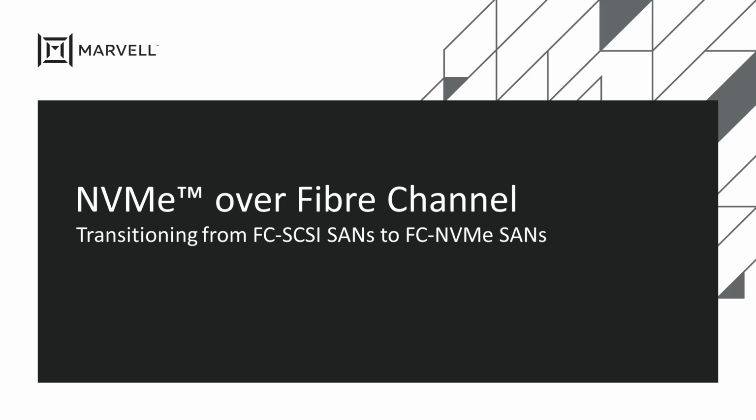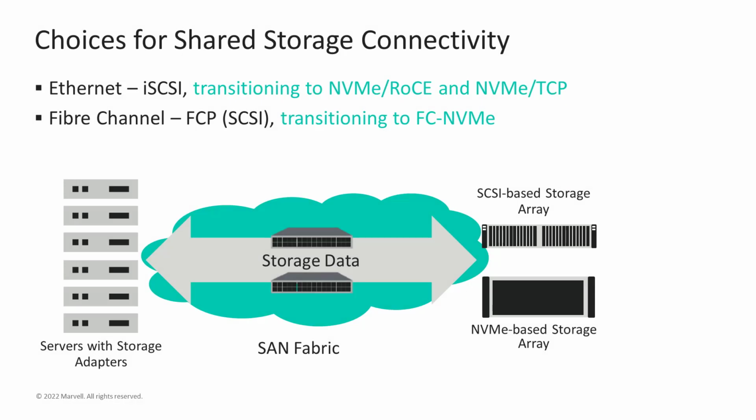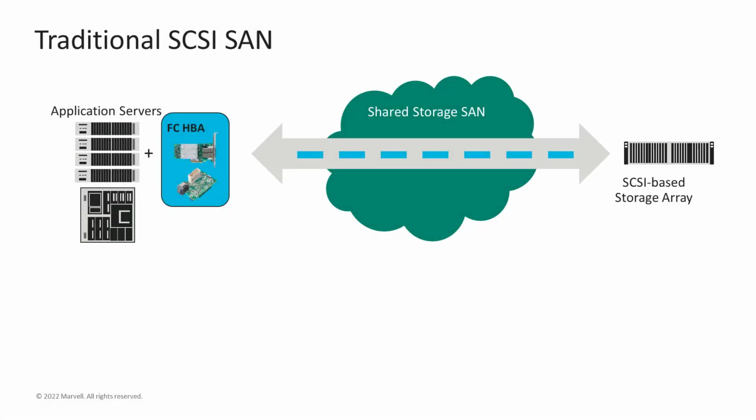In this session, we're going to discuss NVMe over Fibre Channel. As discussed in our video on NVMe over Fabrics, there are two main choices for server to shared storage connectivity. Those choices are Ethernet and Fibre Channel. Now, each of these use SCSI storage protocol today and are transitioning to NVMe protocol to support connectivity to all flash storage solutions.